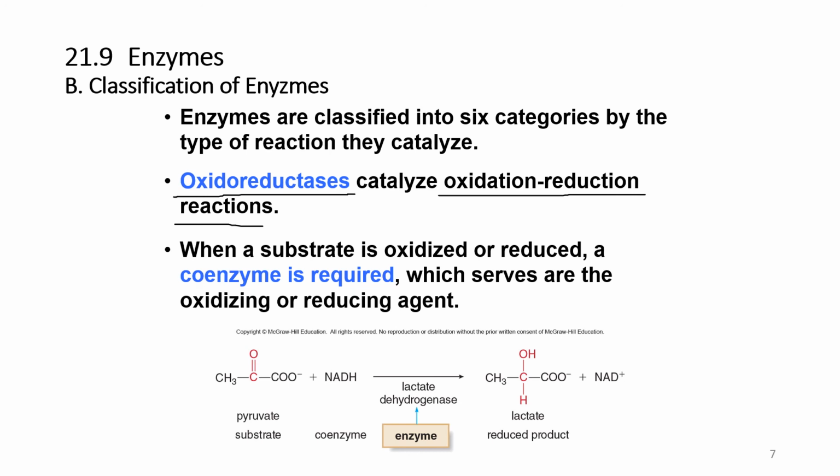But here we have the reverse of the reaction from the previous slide. Here we have pyruvate and NADH still in the presence of lactate dehydrogenase, in which we are reducing pyruvate back to lactate, and NADH gets oxidized to NAD+. So when a substrate is oxidized or reduced, a coenzyme is required, and that's going to serve as an oxidizing or reducing agent. So in this case, NADH is a reducing agent because it gets oxidized, and in the prior reaction, NAD+ was the oxidizing agent.